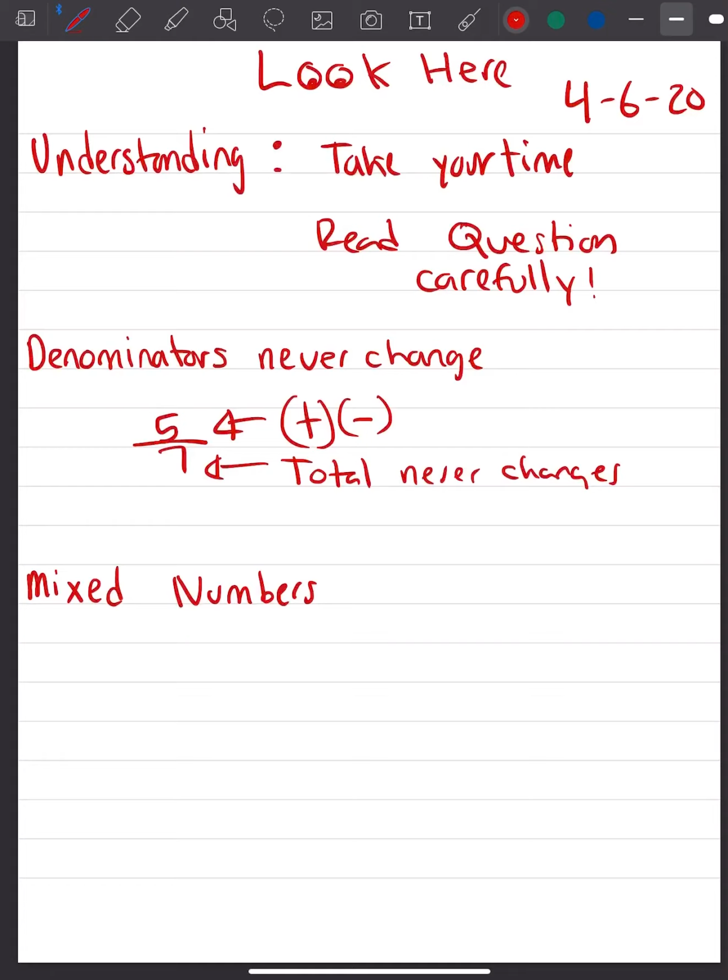All right, so then quickly I want to talk about mixed numbers, guys. Okay, so I'm going to show you what a mixed number looks like. A mixed number is going to have a whole number and a fraction. Okay, it could be anything. You just got to remember this is your whole number and this is your fraction, okay?